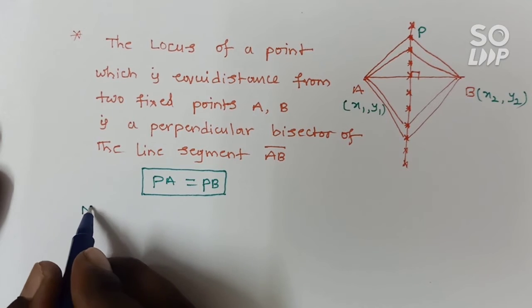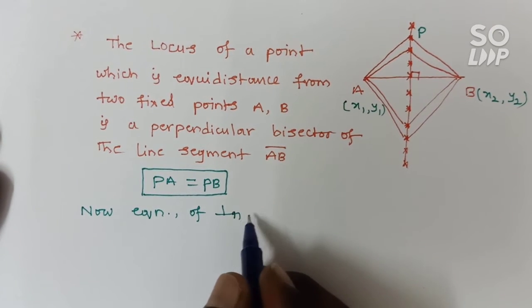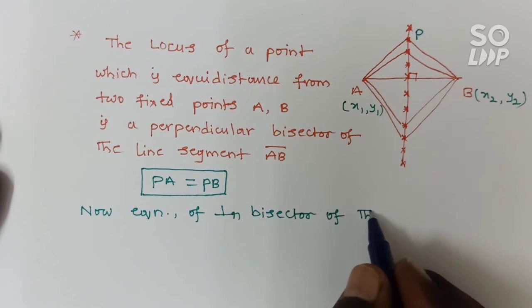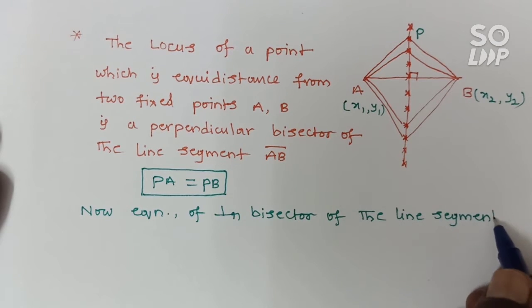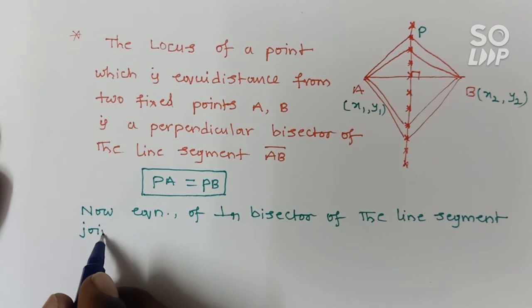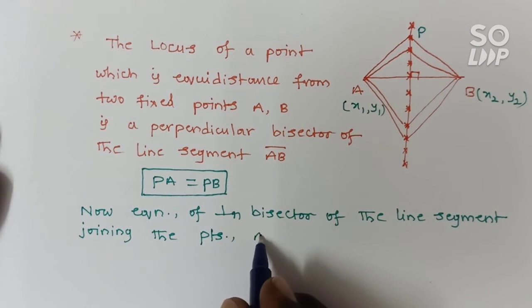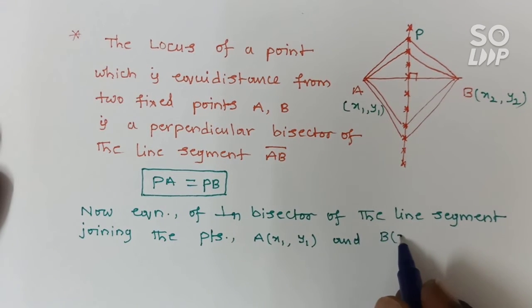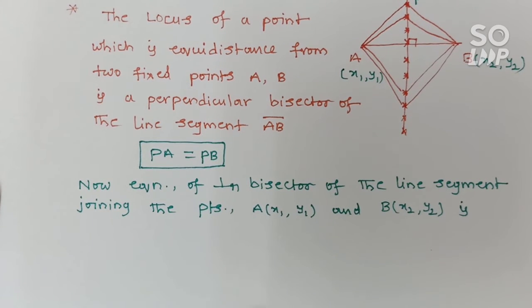Look at this. Now, equation of perpendicular bisector of the line segment joining the points A is equal to (x1, y1) and B is equal to (x2, y2) is, so the same formula we already discussed in the previous videos in the concept of the coordinate system.